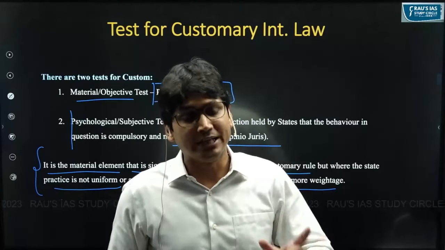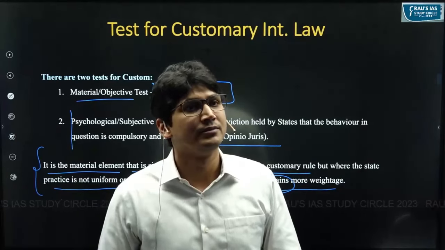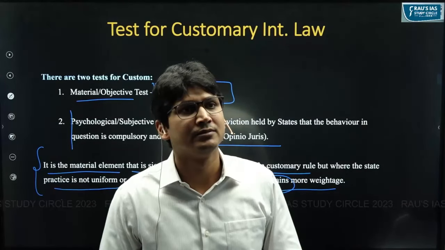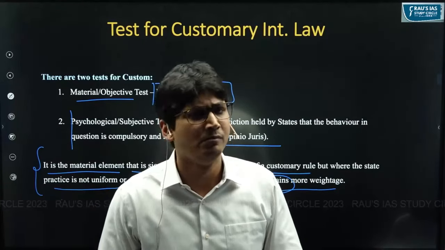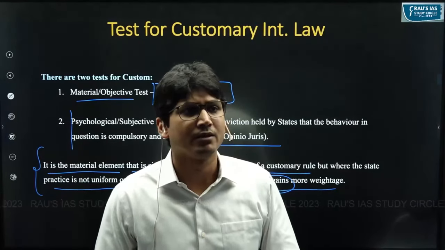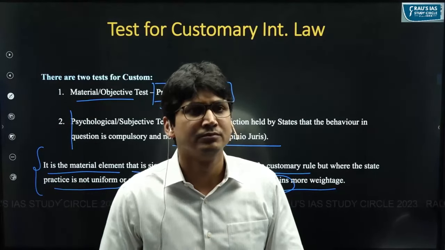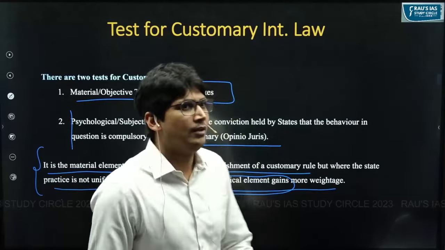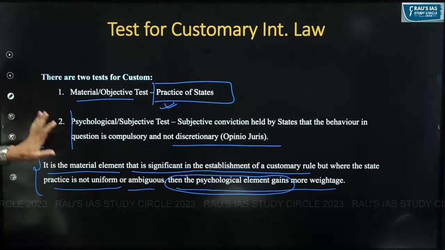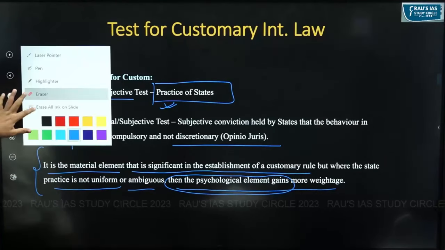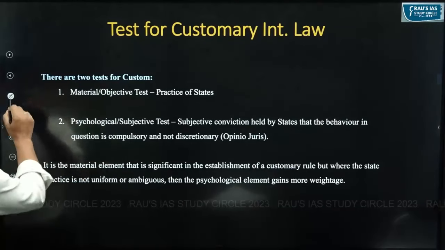I said yesterday also, it will again depend on certain circumstances of the case. Sir, I believe that the last line makes it very clear that if it is very universal, in that case, actual state practices should suffice. However, in cases with ambiguity, opinio juris should also be duly considered. This makes a lot of sense. See, you can use this statement as a part of your answer, as a part of your conclusion also.